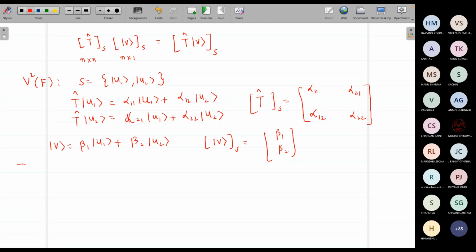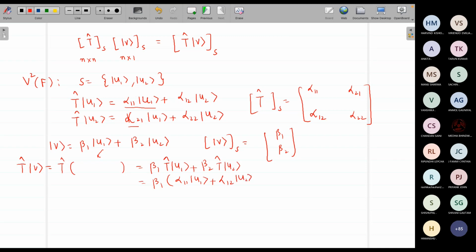So let's now try to see what happens if I apply T on this vector v. So I am applying T on the whole of this, which is basically writing beta 1 T of u1, which is what we did in the previous page, plus beta 2 T of u2, right? Now, T of u1 we already got here and T of u2 we already got here. So let's just quickly do some simple mathematics: alpha 1 1 u1 plus alpha 1 2 u2. In case you are keeping your notebook ready, you can also do it, but this is not a tough one.